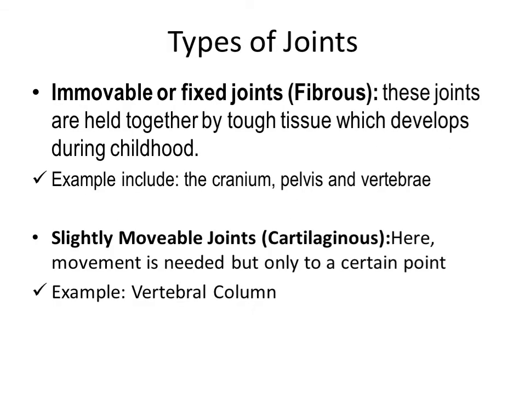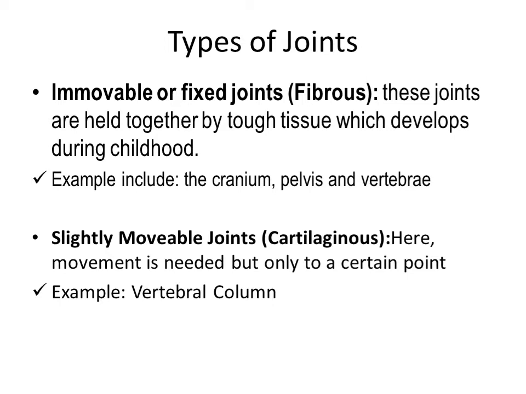So what are the types of joints? As we mentioned, there are three types of joints, meaning movement of joints. We're going to go with the first one, which is immovable, also known as fixed joints, or fibrous. These joints are held together by tough tissues which develop during childhood. So immovable joints are developed during your childhood. For example, the cranium, the pelvis, and the vertebrae. So keep that in mind, guys.